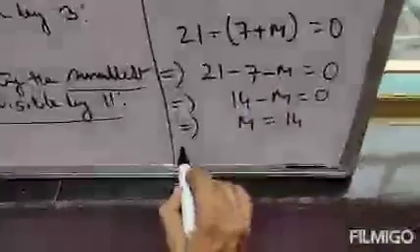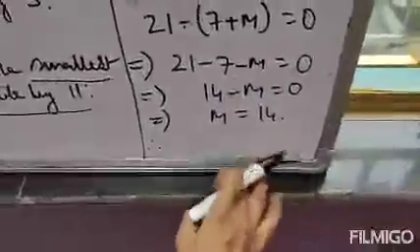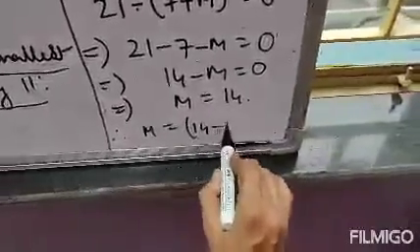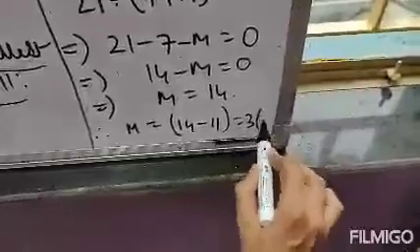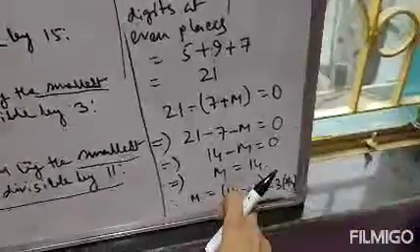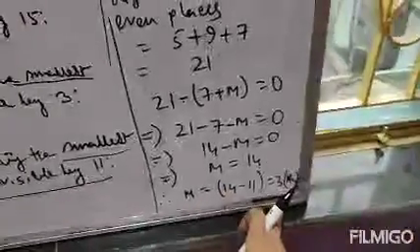So therefore you will write, therefore m is 14 minus 11 equals 3. This is your answer. Clear? So m equals 3 is your answer. 14 is not your answer. Your answer is 3. Clear? Now next question.